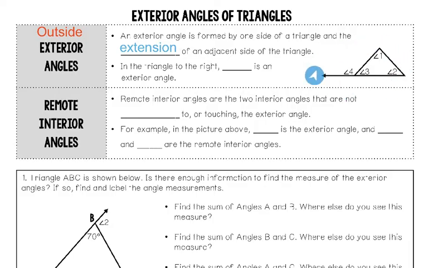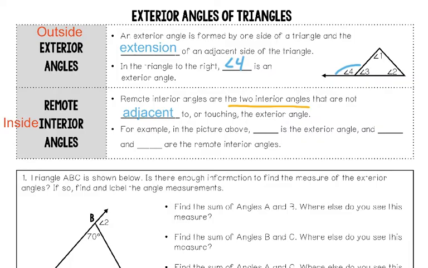So looking at this picture, which angle is on the outside of the triangle? Angle 4 is the exterior angle. It's outside of the triangle. 1, 2, and 3 are the interior angles. We can even be more specific about some types of interior angles.